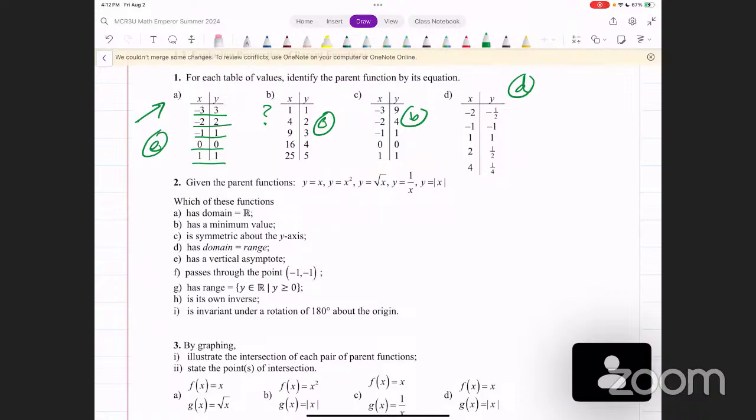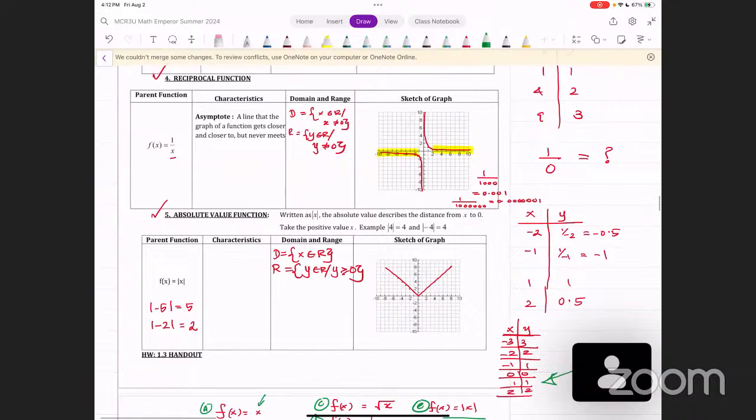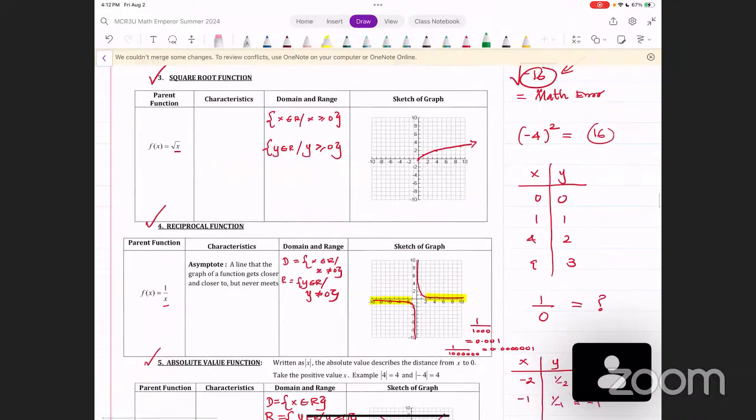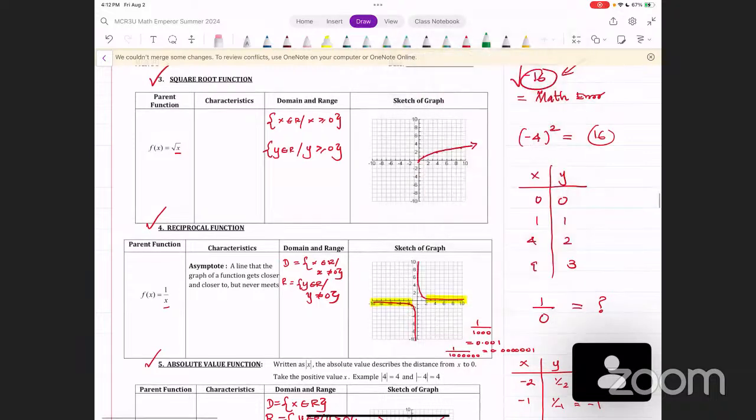Now, given the parent function has a domain, minimum value, symmetric about the y-axis, domain as the range, has a vertical asymptote. I'm going back to the keyword they're talking about, asymptote. An asymptote is basically a line that the graph of a function gets closer and closer to but never meets. If you look at this graph, my 1 over x graph goes in two different directions. One is going close enough to the x-axis, the other is going close enough to the y-axis. Did you see that? The one going close to the y-axis is called the vertical asymptote.